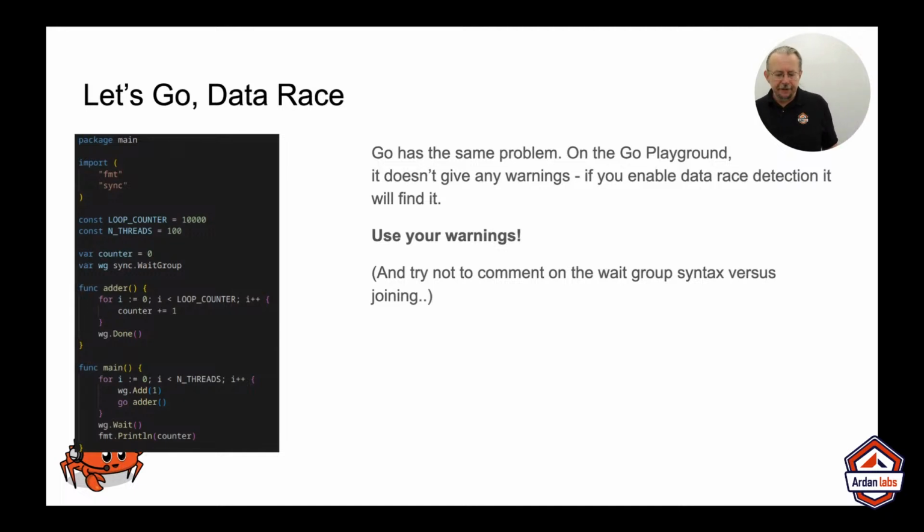Using Go, and I added a little note there that I promised not to talk about wait groups because I really do find that syntax just a little strange. In the Go playground, if I make a global variable counter and inside my adder function I add a bunch of times, I get the same issue. Now the good news is if you enable the data race detection flag in the compiler, it tells you you've got a problem, so you're good to go. The bad news is that for some reason the playground doesn't default to that being on. I hope somebody will fix that.